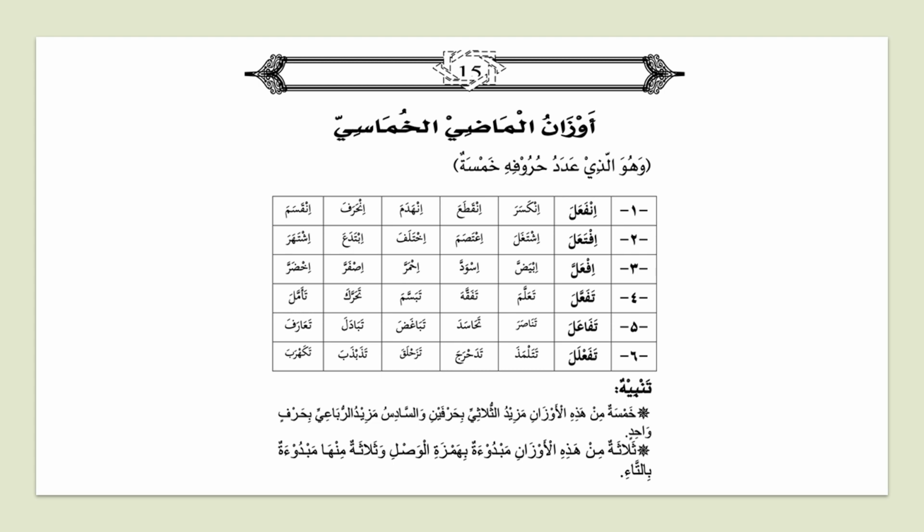Okay, so if you go through the translation for each one, we have inkasara here. Inkasara is to break. Now if you go to the root verb, we have, where's the root? Kasara. Now kasara, you are doing the action of breaking. So if I say kasartu al-qalama, I broke the pen. But if I say inkasara al-qalama, the pen broke. Is that understood?